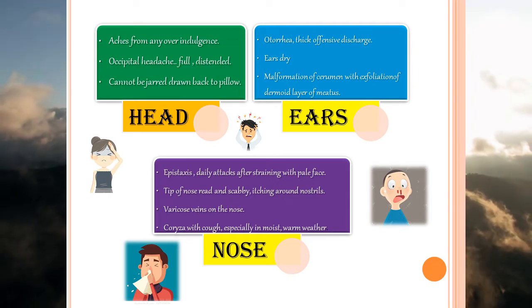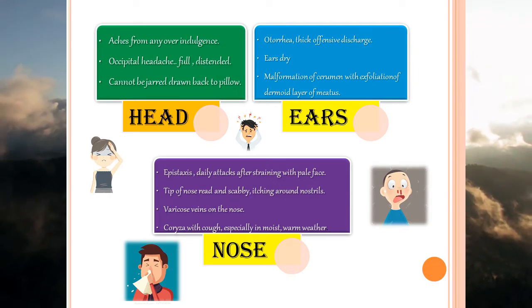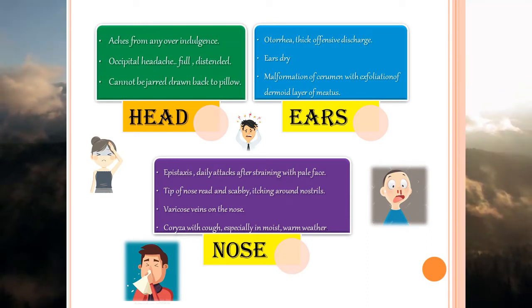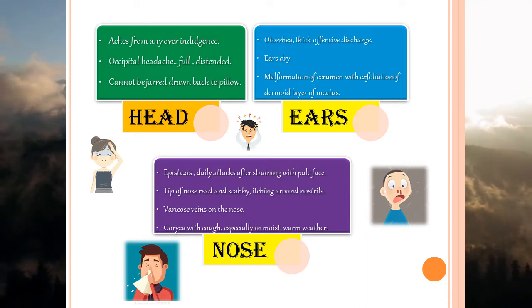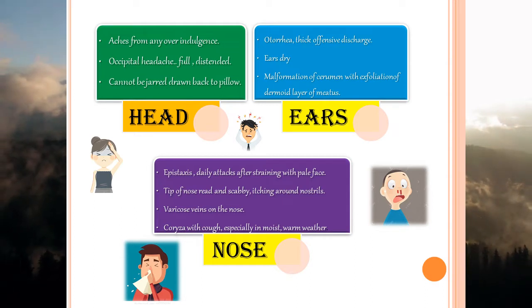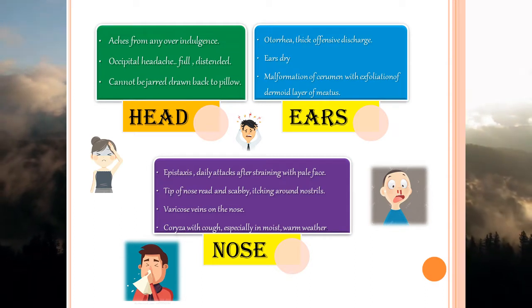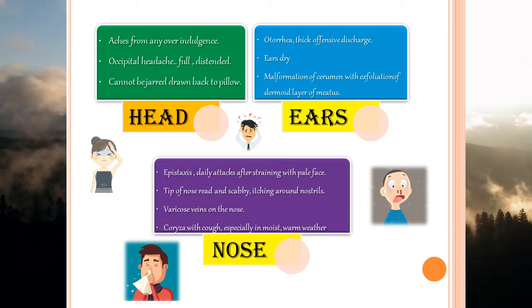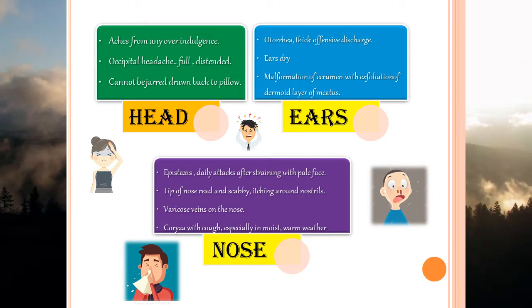Again, you see the distension of the veins, dilatation of the veins, and coryza with cough, especially in the moist, warm weather. In the moist complaint, the dampness leads to the aggravation in the symptoms of the Carbo Veg. So coryza will aggravate in the moist, damp condition.